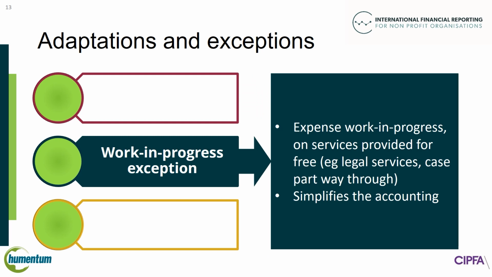INPAG permits NPOs to expense work in progress on services that are being provided to service recipients for free, or for a nominal amount. For example, if an NPO provides legal services, and a particular case is part way through at the end of the financial reporting period, it can expense the costs it has incurred in progressing the legal case. Without this exemption, it would need to be treated as work in progress and included in inventories. This exception greatly simplifies the accounting, and is provided for cost-benefit reasons.